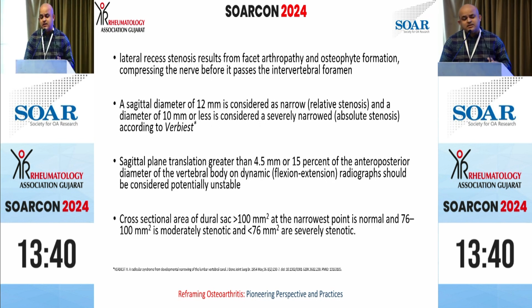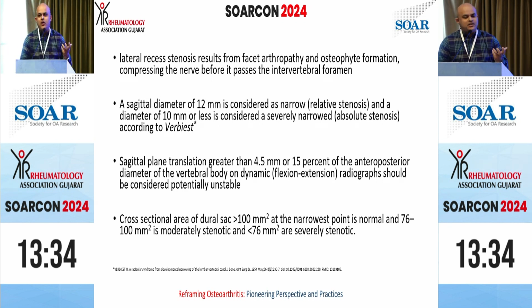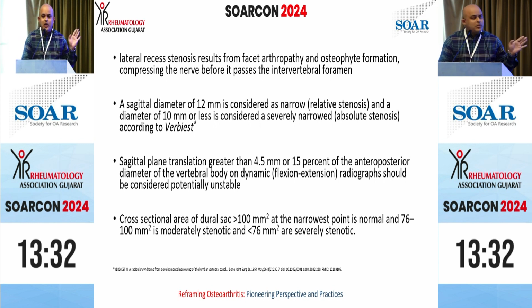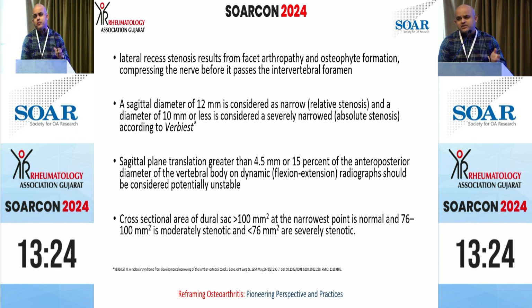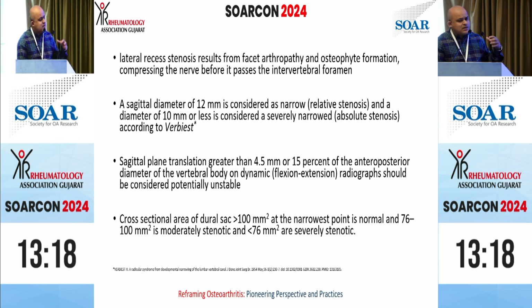Now, when we see the MRI reports, a lot of pain physicians, a lot of physicians as such, get reports from the MRI which mention the dimensions of the lumbar canal. So what do we mean by lumbar canal stenosis? As per a radiological report, a sagittal diameter of 12 mm is generally considered a narrow canal or relative stenosis. However, less than 10 mm is generally considered a severe stenosis, and most symptomatic patients have a canal diameter of less than 10 mm, which you can easily see on the report. This terminology was coined way back by Verbiest.